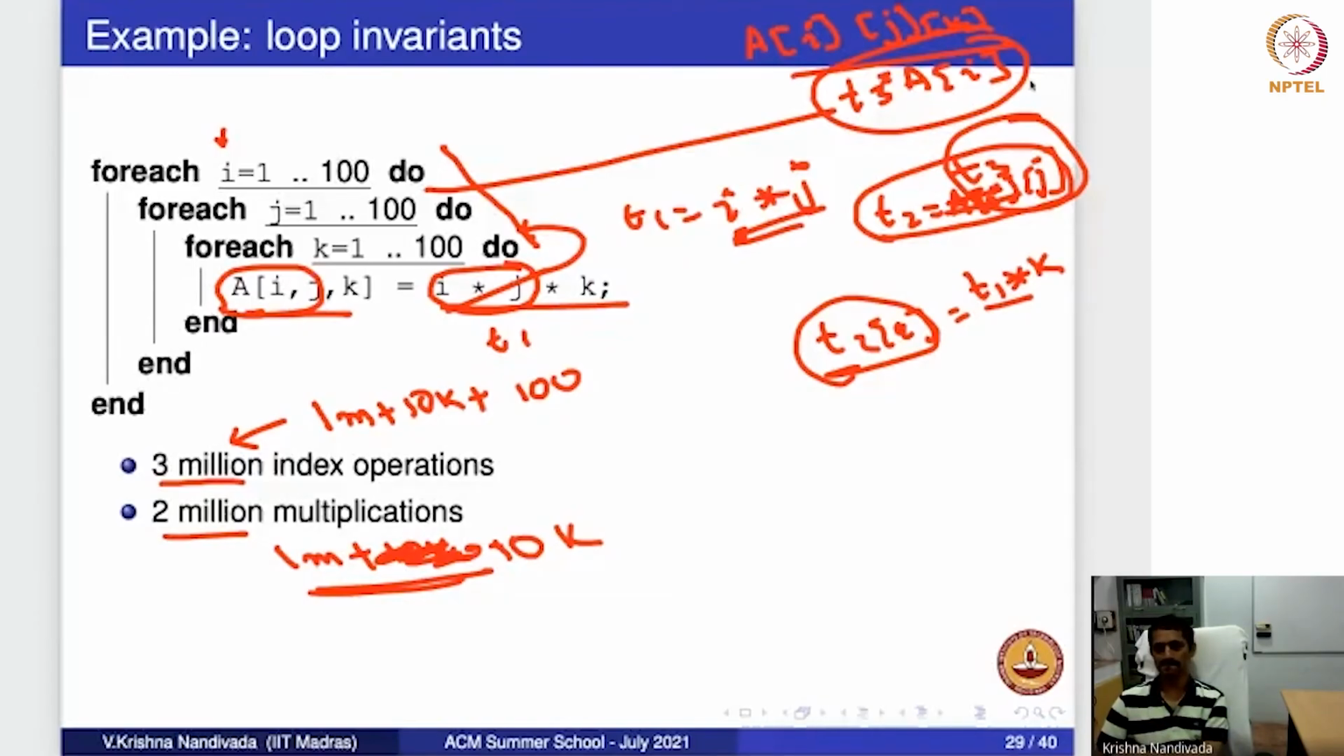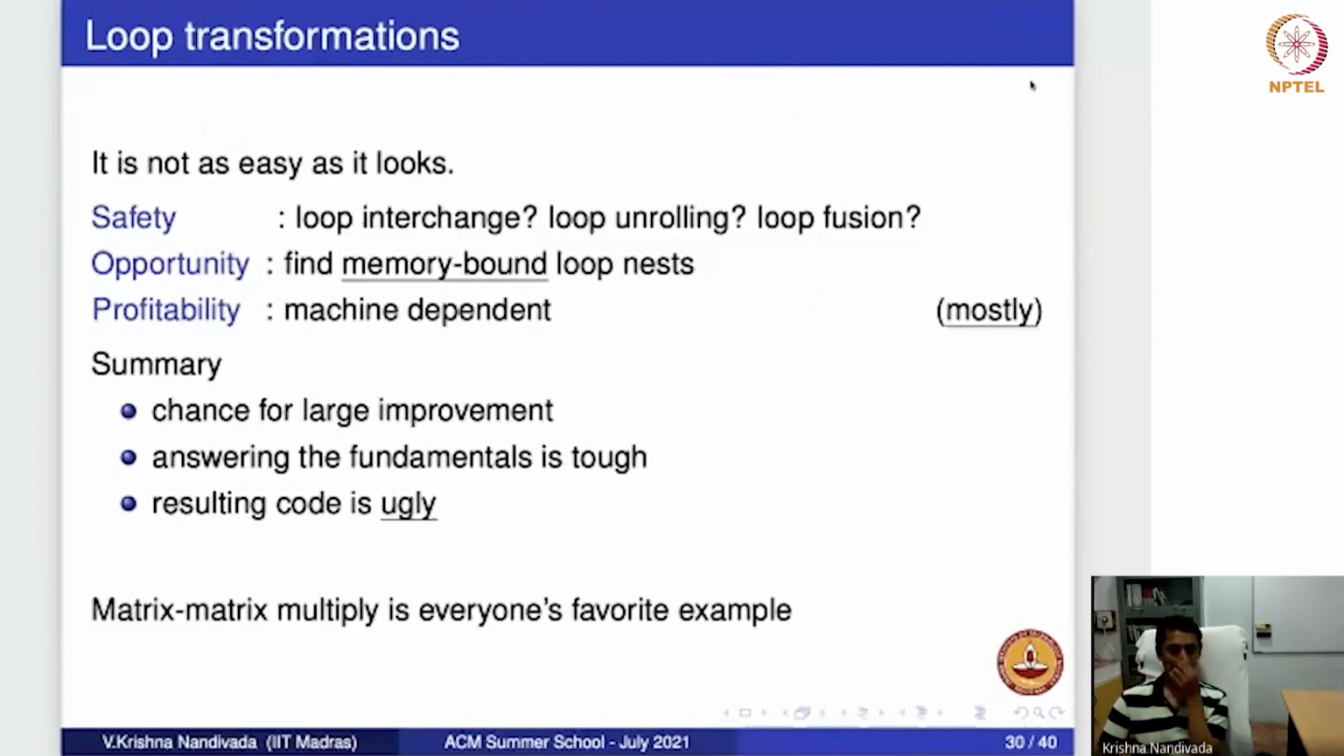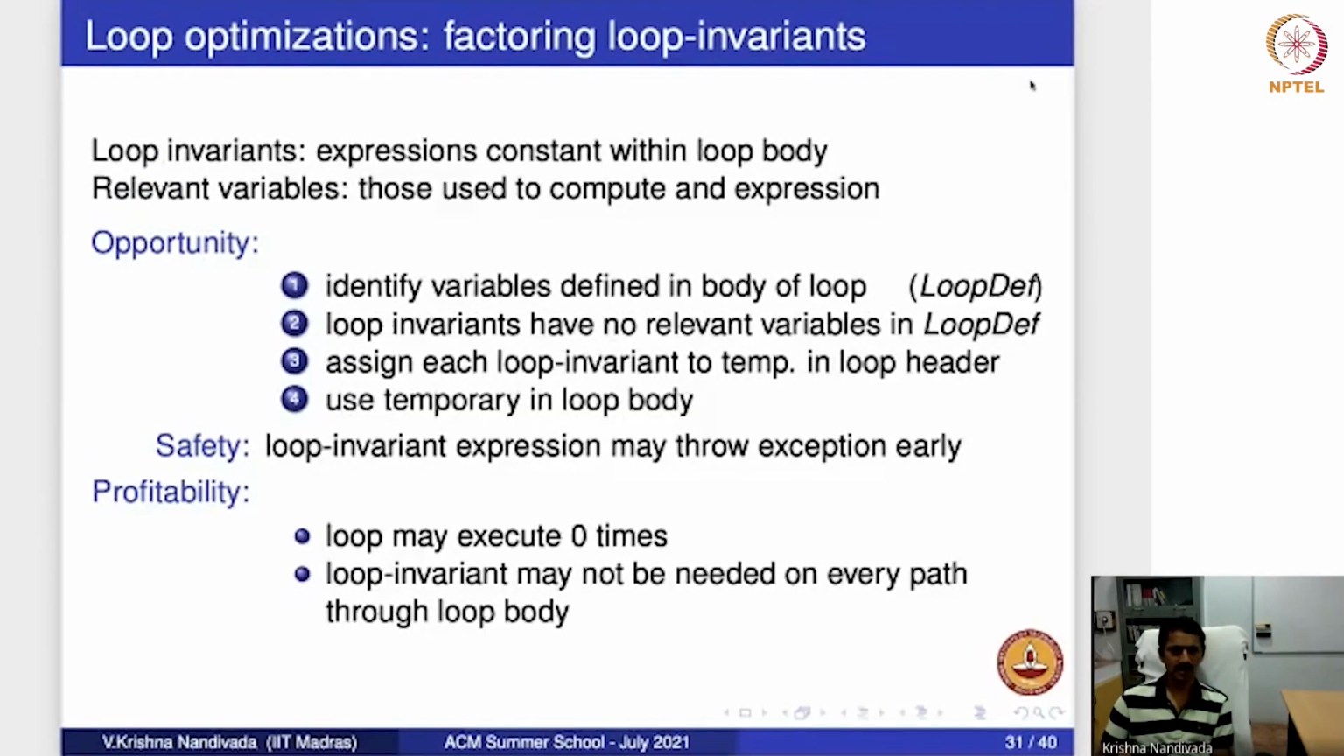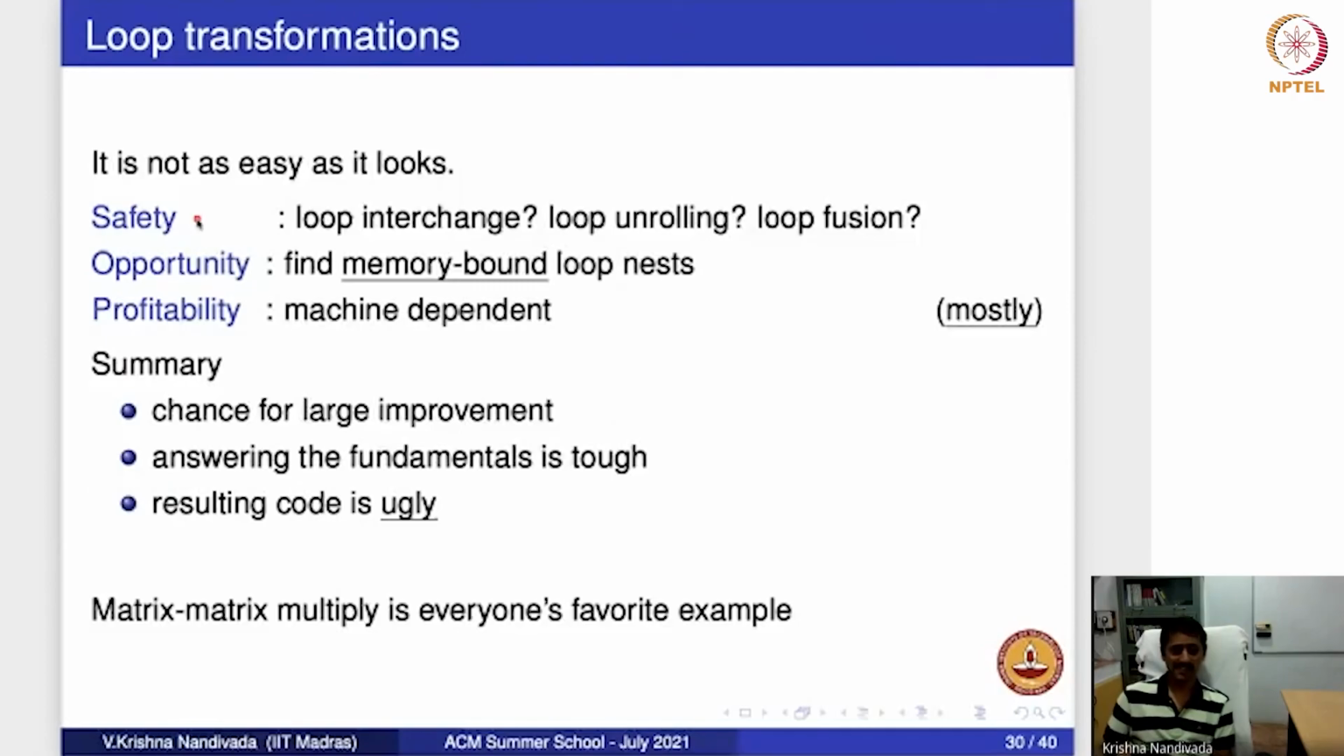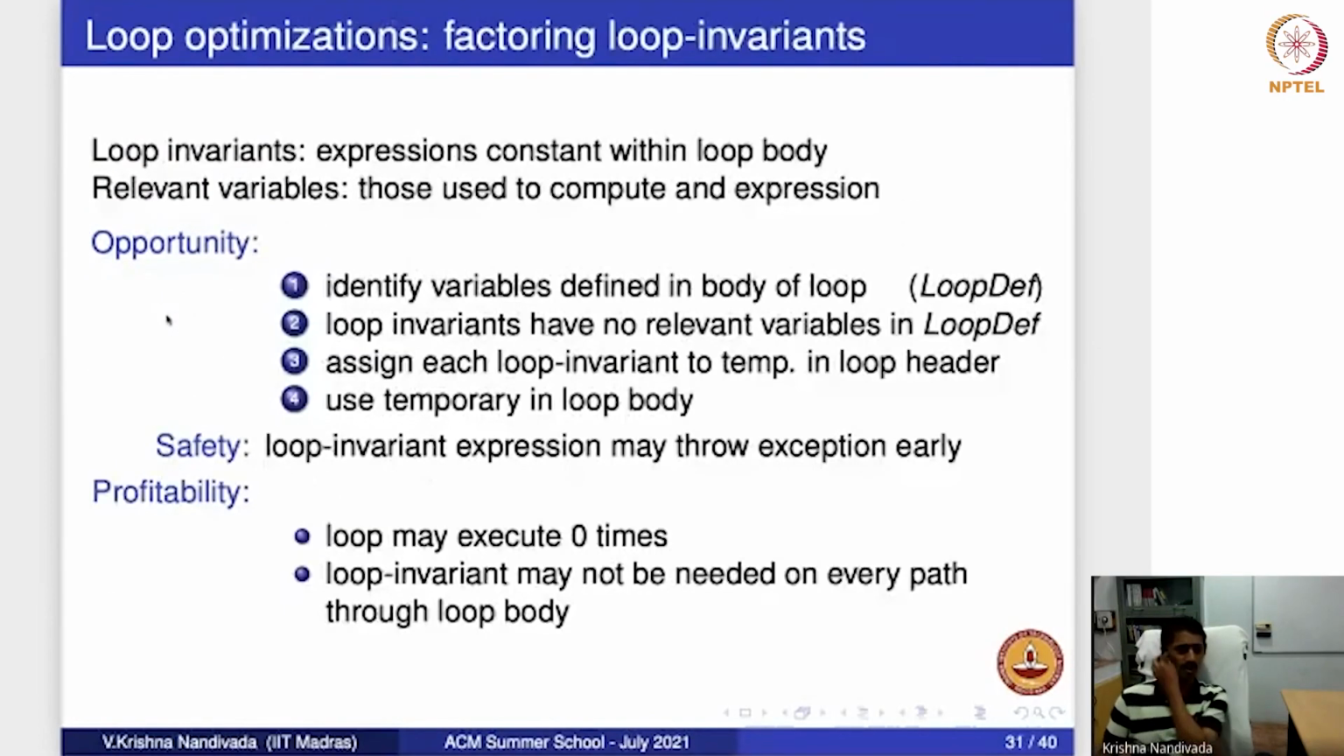Any other question? No? Okay. See, when we did this loop transformation, we want to again see safety. Is it safe to do? Where is the opportunity? Where is the profitability? So for loop invariant code motion, let us study the same things. How to find the opportunity? Is it safe to do? And is it profitable?